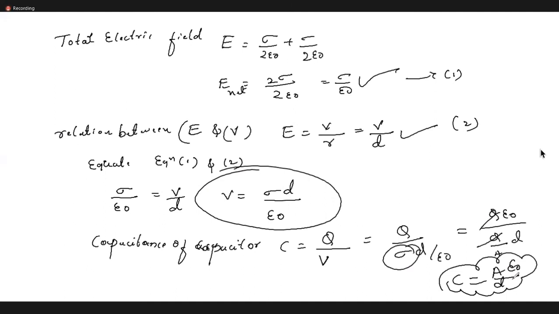If you're done, you can join the other class. Please take it down and leave. Tomorrow, based on this, we can go for the numericals part. Please make sure you are clear with capacitance and the capacitance of a parallel plate capacitor.